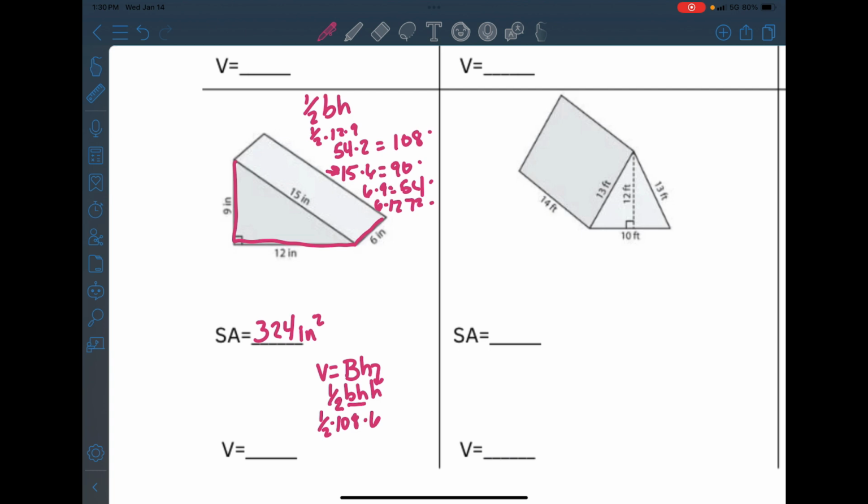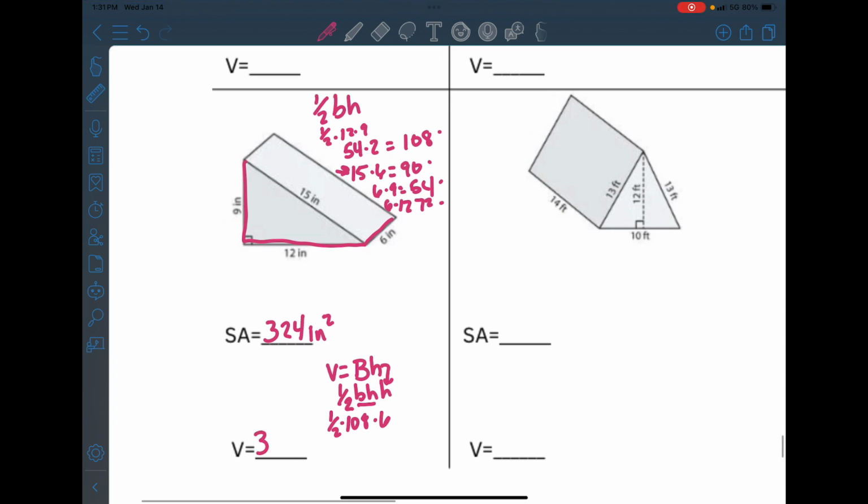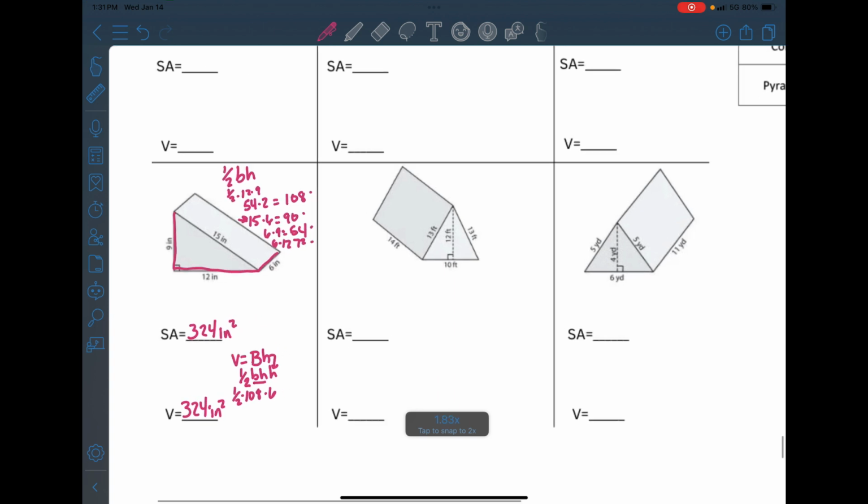Remember, this is laying on its side. If the triangle was on the bottom, then 6 would be how tall it is. So now you're going to go 0.5 times 108 times 6. And you get 324 inches squared. If this was a piece of cheese, a cheese wedge, that would be how much cheese is on the inside. So you're going to do that for all 3 of these.